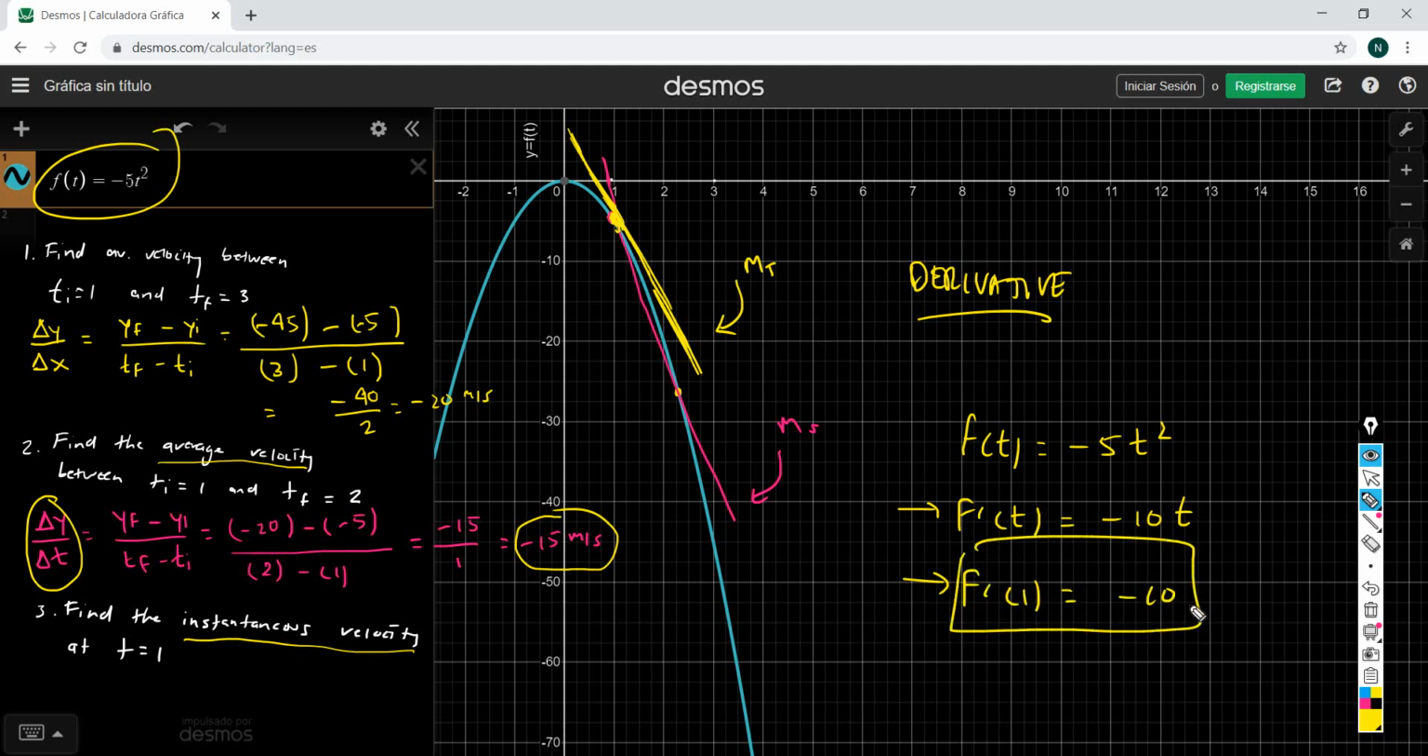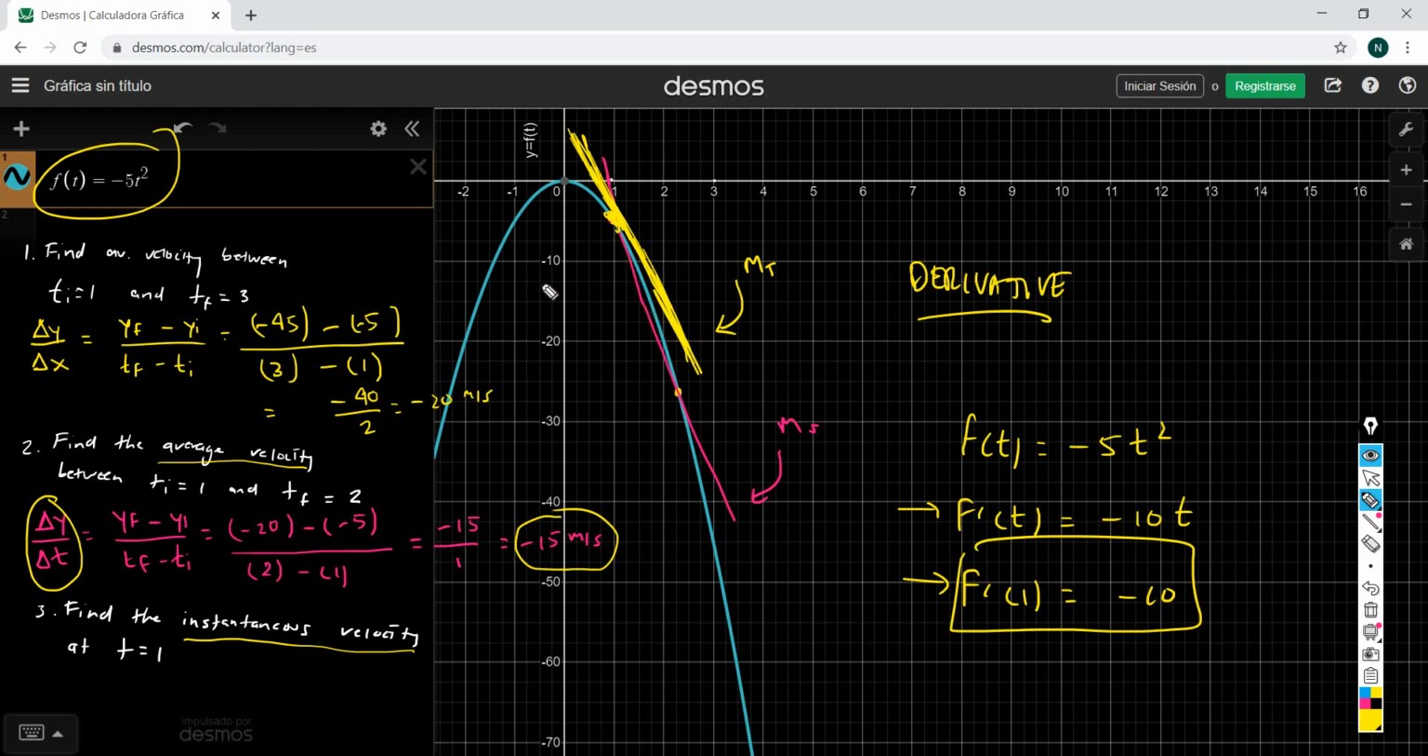What does this minus 10 mean? It's the slope of this tangent line. And going back to the interpretation of instantaneous velocity, the slope of this tangent line represents the instantaneous velocity of this particle at this point. You see, that's how we can play with the interpretations of the derivative, guys. You can think of the derivative as the slope of the tangent to a certain function at a certain point.